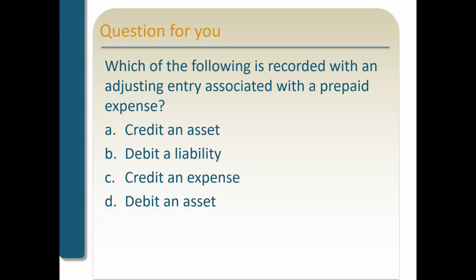I want all y'all to respond to this. Which of the following is recorded when an adjusting entry is associated with a prepaid expense? What are we going to do? Are we going to credit an asset? Are we going to debit a liability? Will we credit an expense, or will we debit an asset?